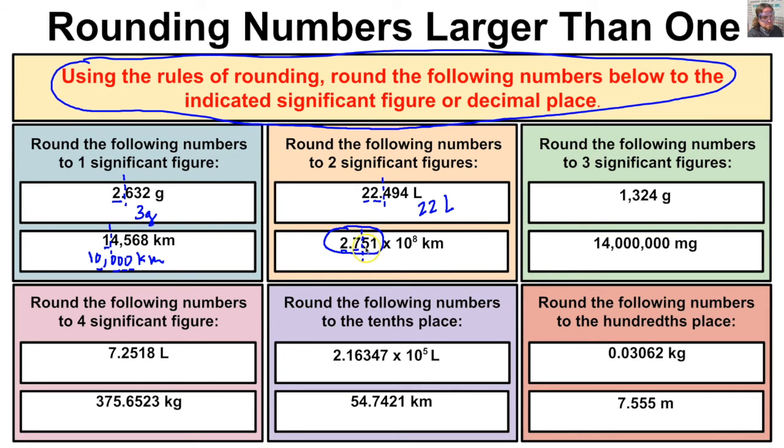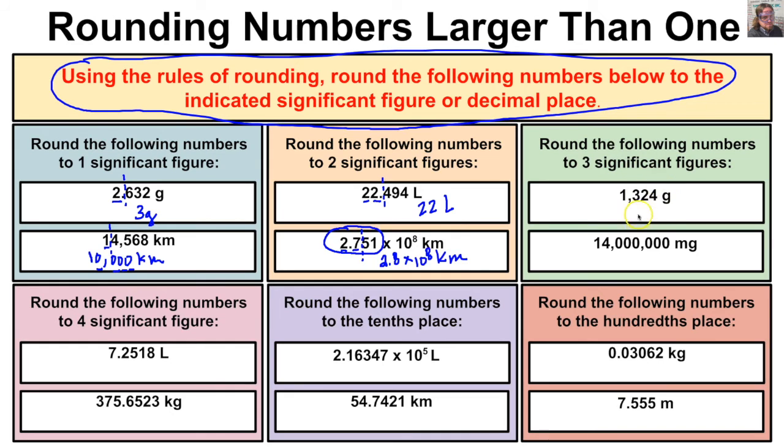Remember rule number 3 in our rules. If the number to be dropped, next to our indicated number of significant figures, is a 5, then we look to the left, and if it is an odd number, then we're going to raise this up. So it looks like this is going to end up being 2.8 times 10 to the 8th kilometers.